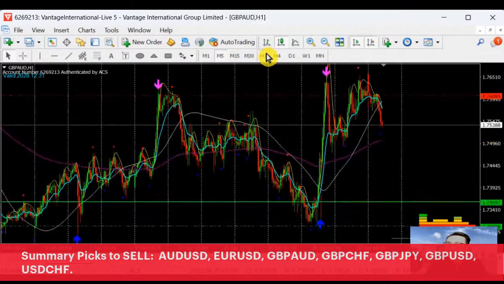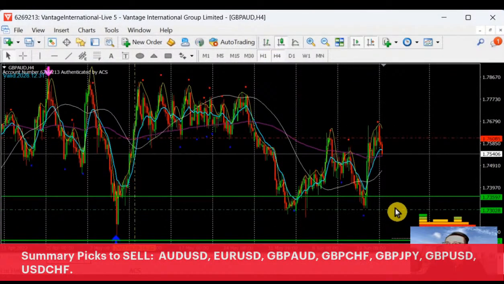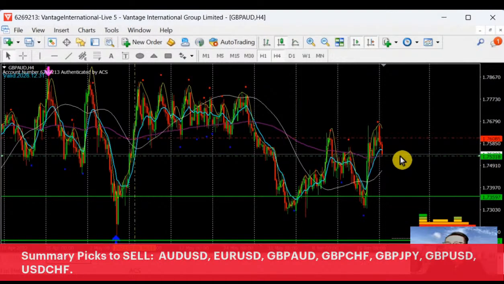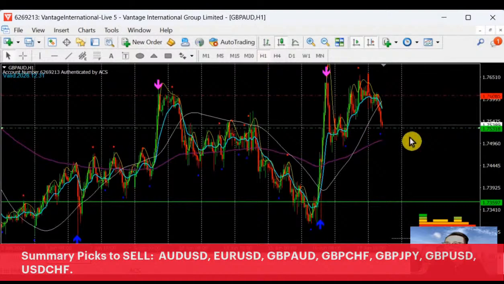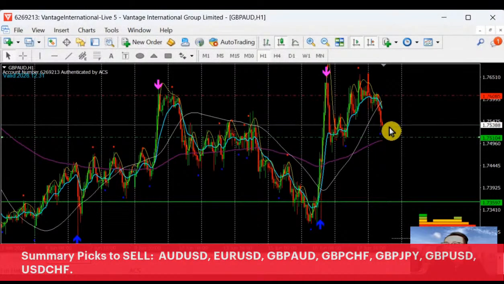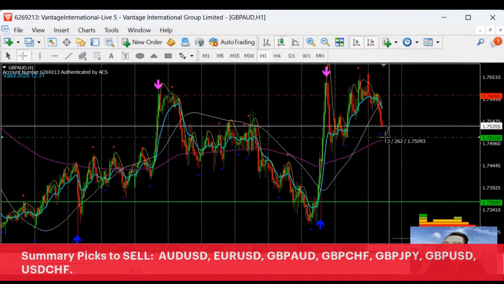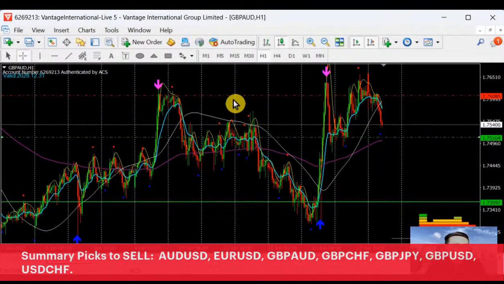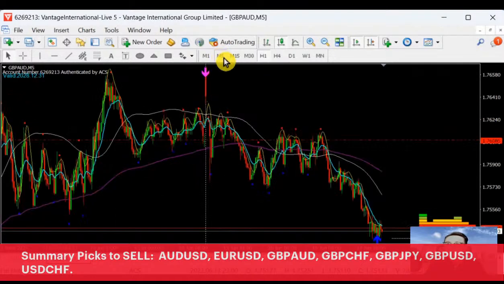Right now, is it a good time to enter? I would say no. Please be very careful, because as we can see, there's a minor support over here. So we are very close to it. To be exact, it should be here. So we have about another 26 pips to go. Will it be a good time to enter?